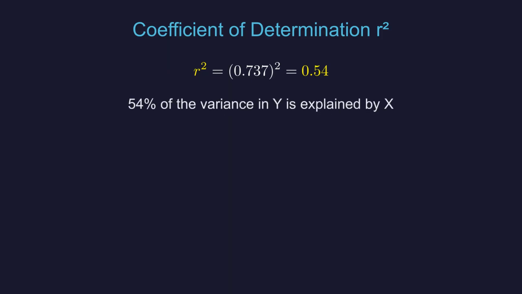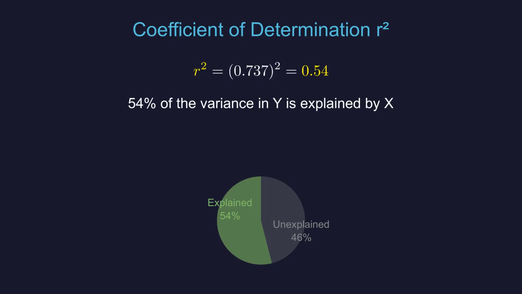The square of the correlation coefficient, R squared, is called the coefficient of determination. It tells us the proportion of variance in y that is explained by x, for example. If R equals 0.737, then R squared equals 0.54. This means 54% of the variation in lung cancer rates is mathematically explained by cigarette consumption. The remaining 46% is unexplained.